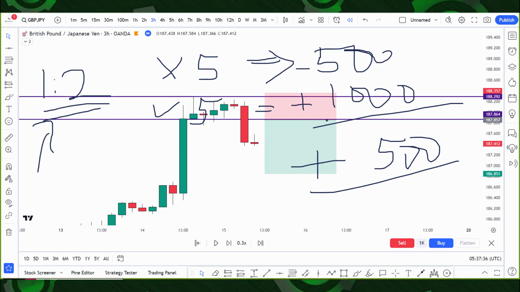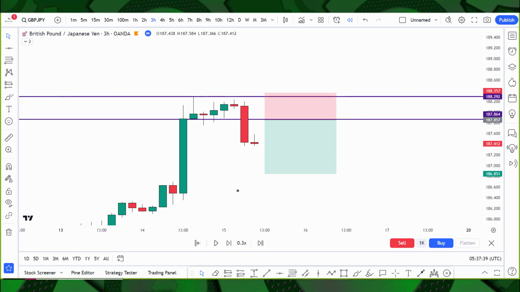You have to be very fixed about the amount you are risking every time. So your stop loss can be changing depending on your strategy, but you have to keep on risking the same amount of money.